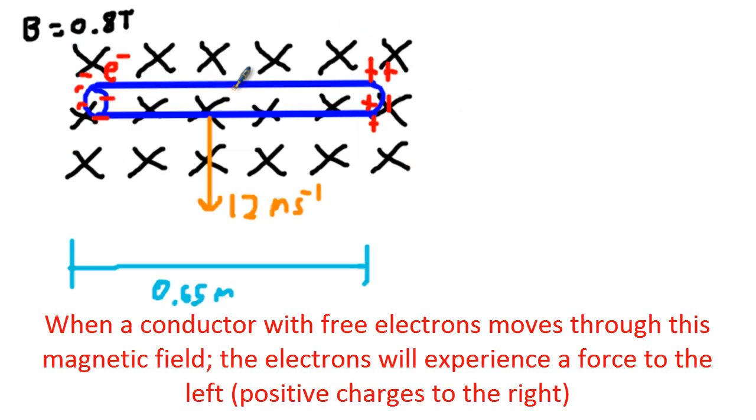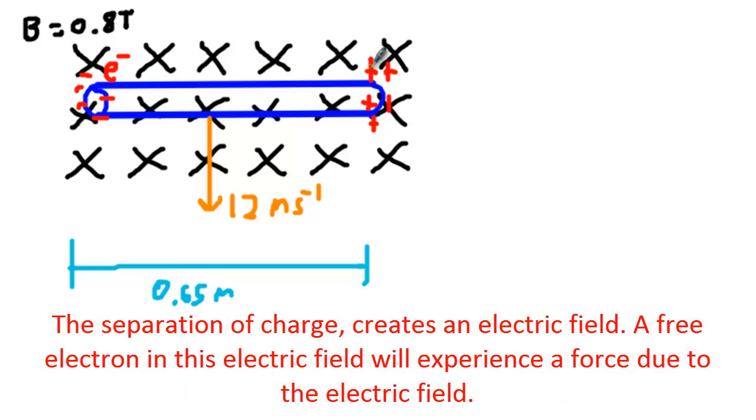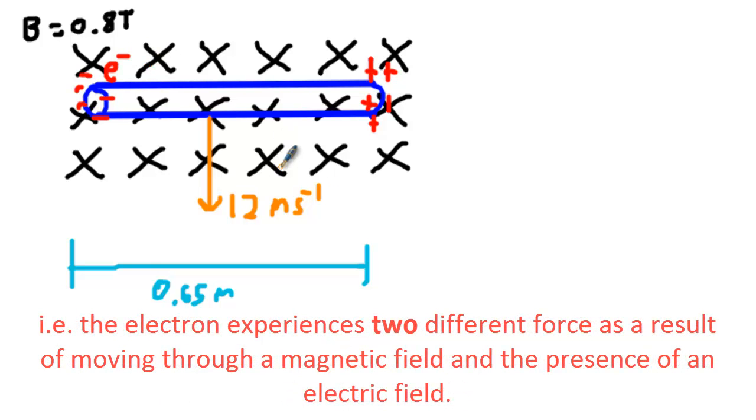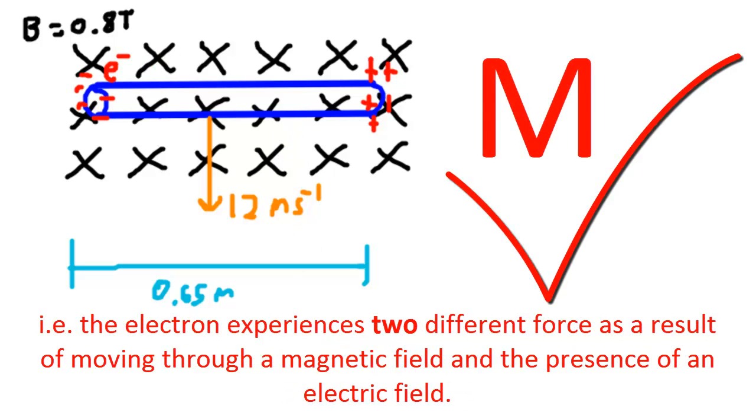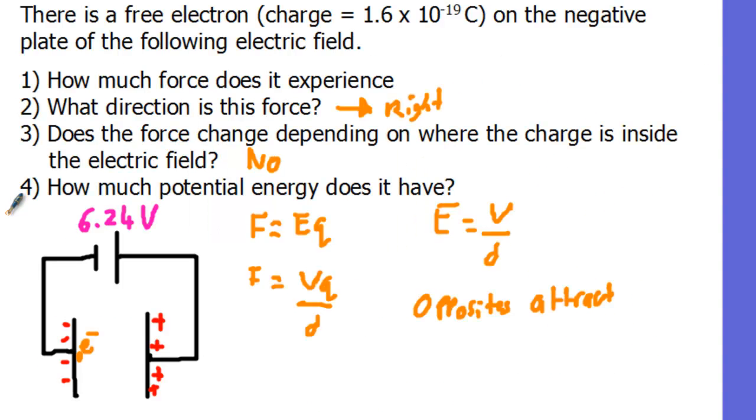That a conductor with 3 electrons moving through a magnetic field, the electrons will experience a force to the left and positive charges to the right. The separation of charge will create an electric field. And then the electron will experience a force as a result of the electric field as well as of the magnetic field. Now, if you said something like that, that's worth merit. But hold on a second. Don't you need a voltage to make an electric field? Okay, so let's look at question number 4.